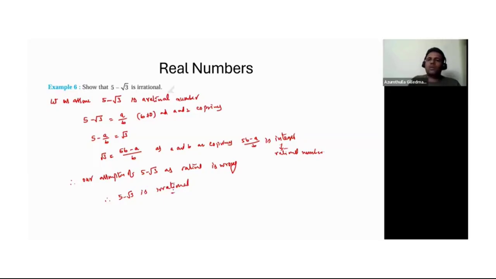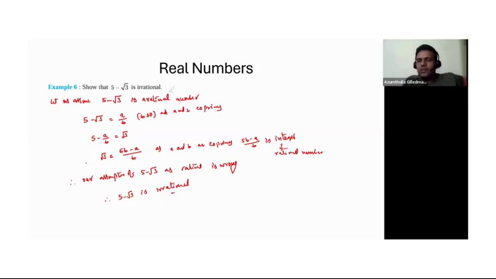This is how we can prove that these numbers are rational or irrational. So we looked at root 2, we looked at root 3, and now we looked at 5 minus root 3. We just took 5 minus root 3 as a rational number, we assume, and then we can write it as A by B. Then 5 minus A by B is root 3. Root 3 is (5B minus A) by B. As A and B are coprimes, if I simplify, I'll get a rational number. But root 3 is not a rational number, right?